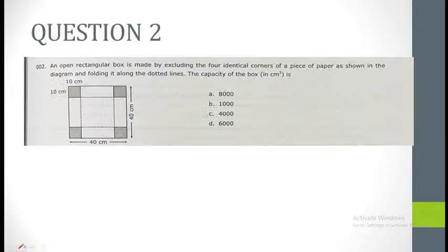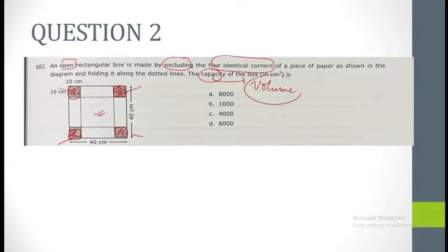This is the second question in front of you. The question is saying that you have an open rectangular box as given in front of you. It is made by excluding the four corners. So we are excluding first corner, second corner, then the third corner and the fourth corner, right? It is asking that if we exclude these corners and draw a box with the help of folding, what will be the capacity of the box. So capacity refers to the volume. Okay, so you need to find out the volume of the box.